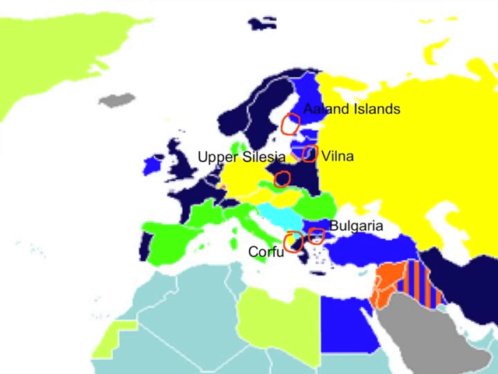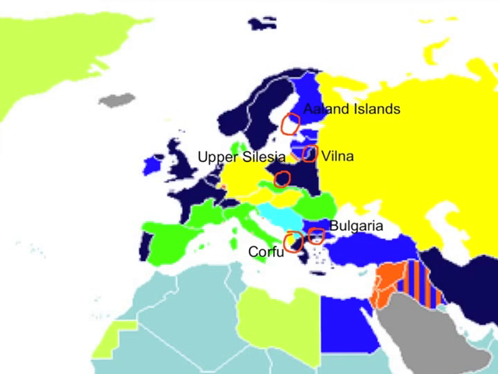So the first one we're going to have a look at here is Vilna. Vilna here, between Lithuania and Poland. Now, it had actually been claimed by both Lithuania and Poland. They said it belonged to their country. It had been given to Lithuania as part of the Versailles Peace settlement, but actually the majority of the population there were Polish, and in 1920 Poland actually invaded Lithuania and took control of Vilna.